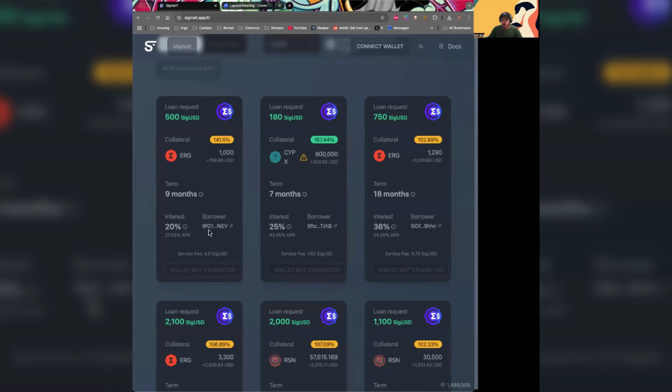Same goes for Duckpools. I would love to see Duckpools being used more. Sometimes Duckpools is nicer because it's a little more liquid. You can always get in and out. This is a little bit nicer because you have some fixed APR, right? And often high APR. Like look at this guy.